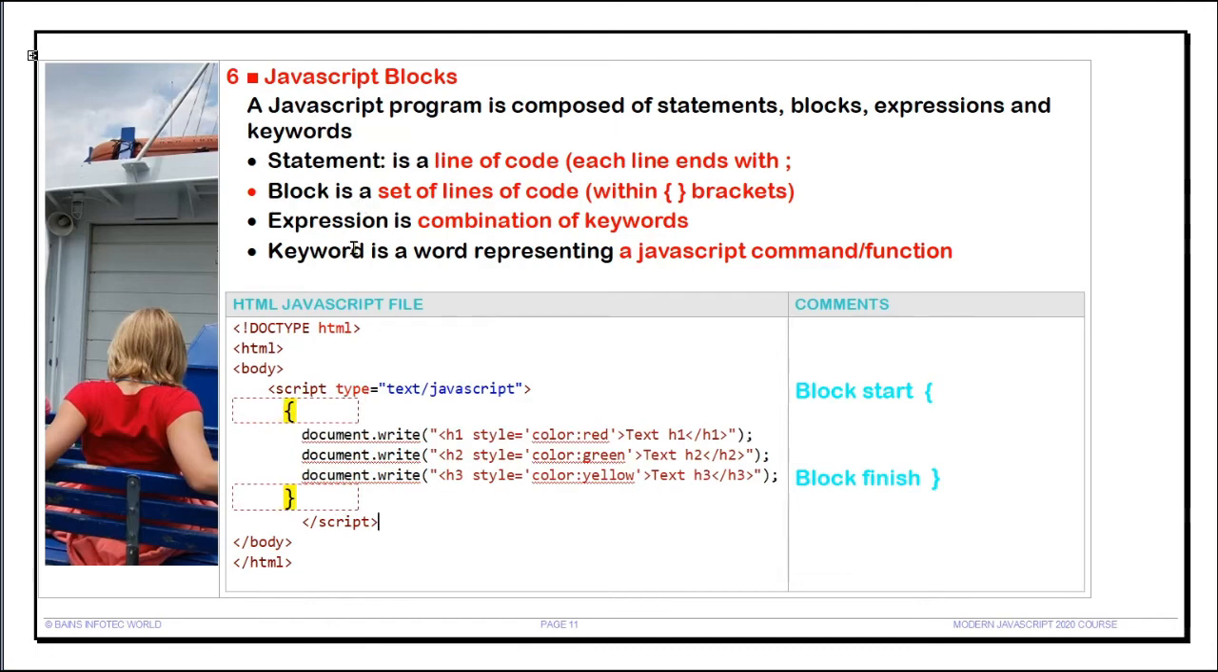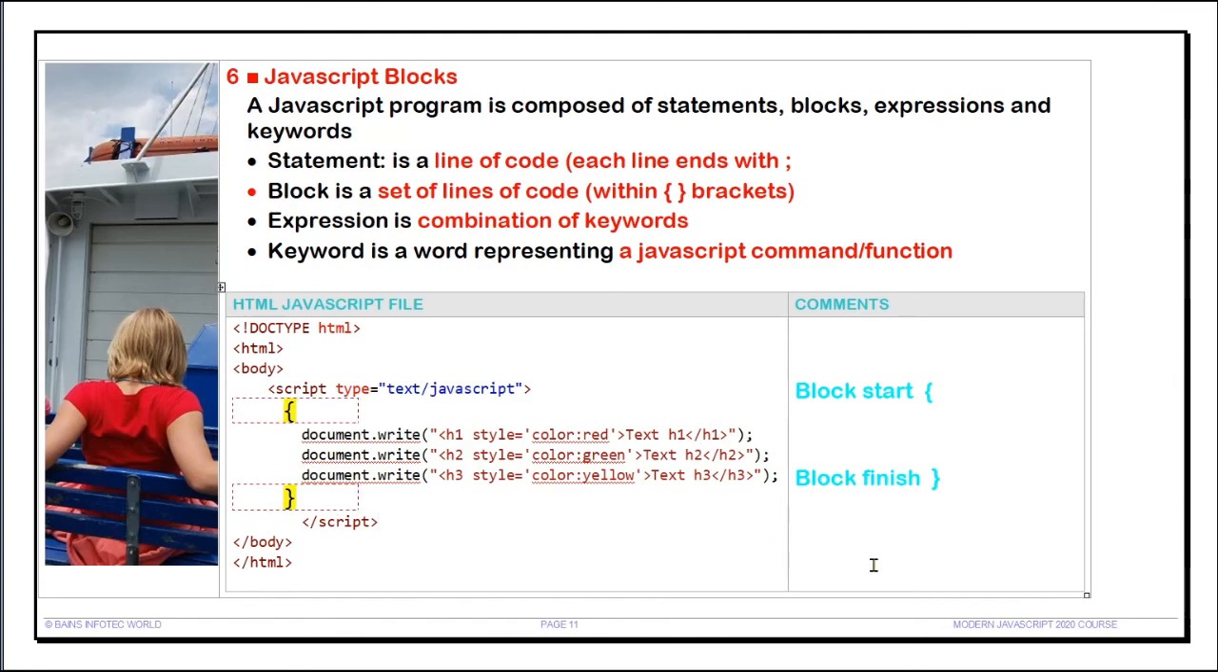Also, we have expressions in JavaScript. An expression is a combination of keywords. So an expression may be something like style equals color red. That could be an expression. It's a couple of keywords and data combined into an expression, usually with an equal sign or a plus sign or a multiplication sign of some kind. So it's combining two or more keywords. That is an expression. A keyword is a single word in JavaScript, and it represents a command or a function. So, for example, style could be a keyword in HTML. Write is a keyword in JavaScript, and so on. There are lots of different kinds of keywords in JavaScript. All of the language is made up of keywords.